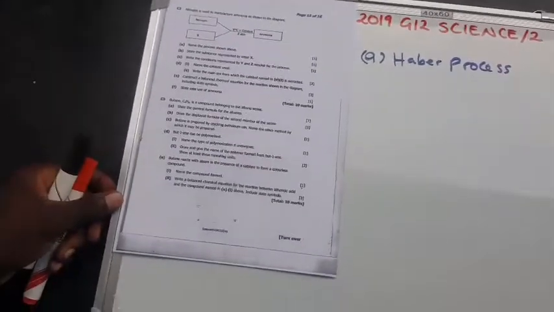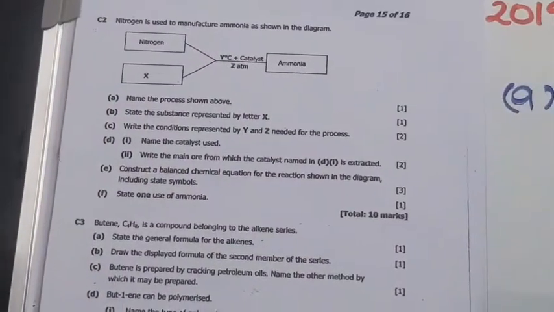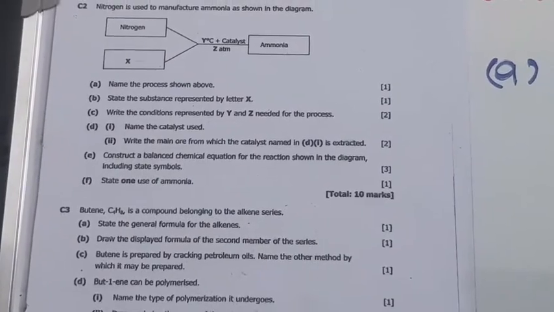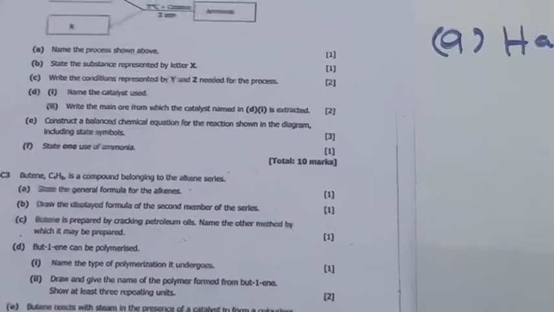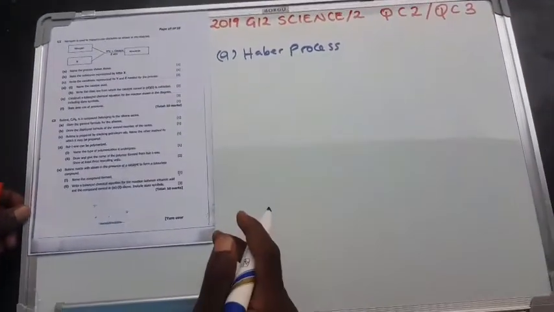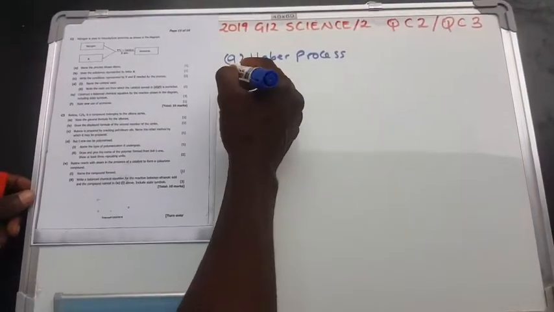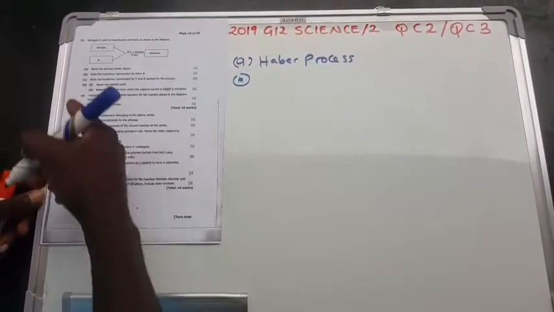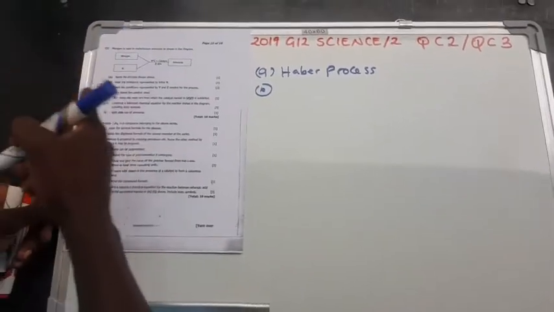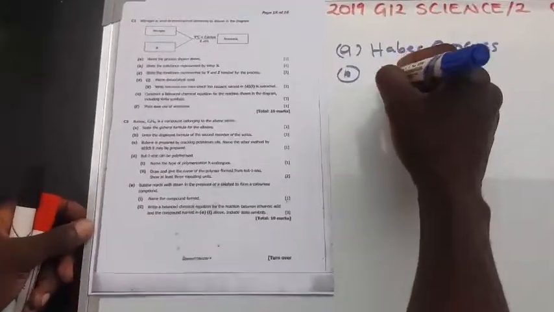Now question B says state the substance represented by X. So you know that in the manufacture of ammonia we need two substances, that is hydrogen and nitrogen. So for B, since we've already got nitrogen, the only thing that we need is hydrogen.